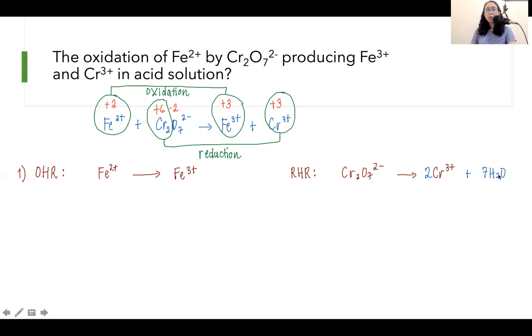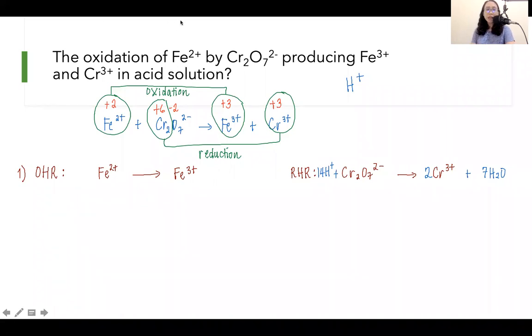By adding water, we now introduce another element in the half reaction, hydrogen. How do we balance the hydrogens? And this is where the information of the solution's pH comes in. We know that this redox reaction takes place in acid solution. So we use hydrogen ions or H+, which are abundant in acidic solutions. So we add 14 hydrogen ions in the reactant side to balance the hydrogens in the product side. This is step 2. So step 2 involves balancing of atoms.